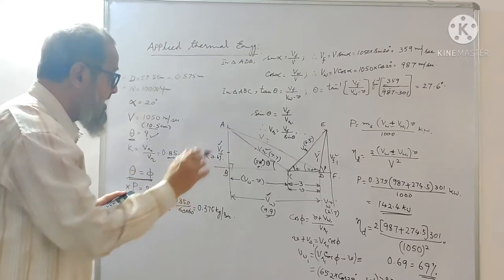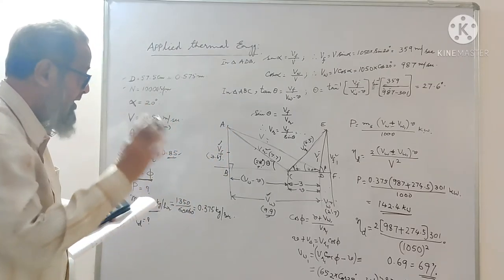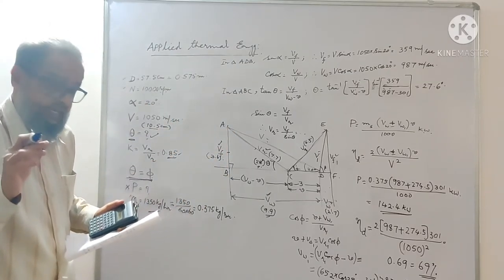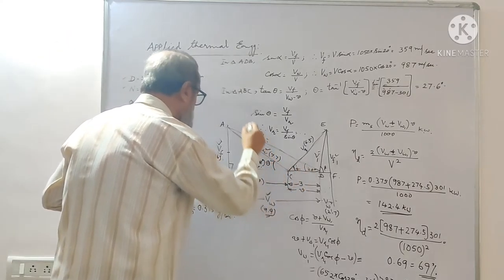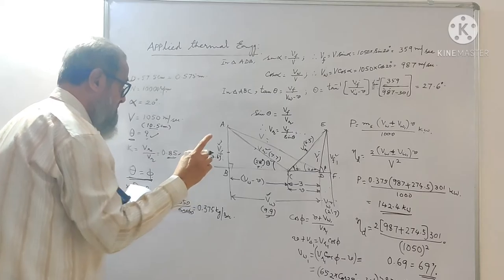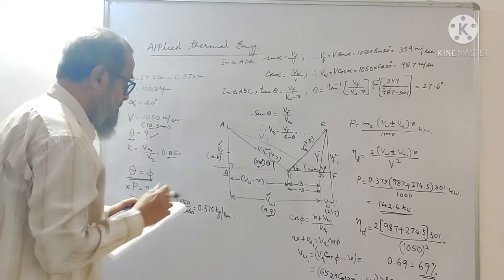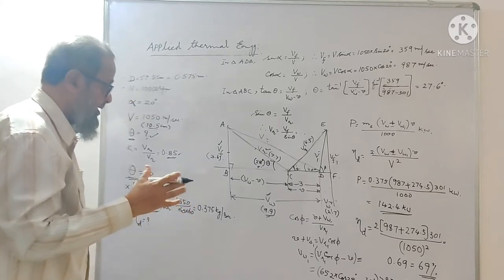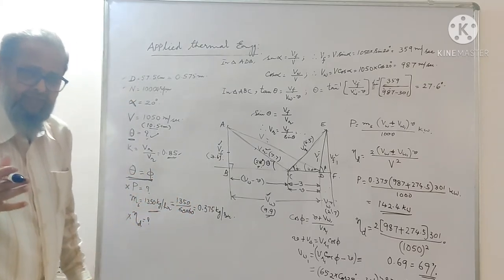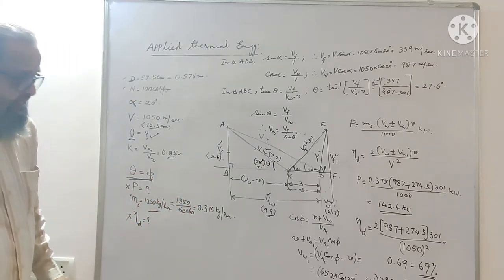Now I have completed this. I want you to draw this. I will once again explain this. What I did, I have taken a scale that 1 centimeter is equal to 100 meters per second. Now you can take it. It is left to you. I have taken it as 1050.